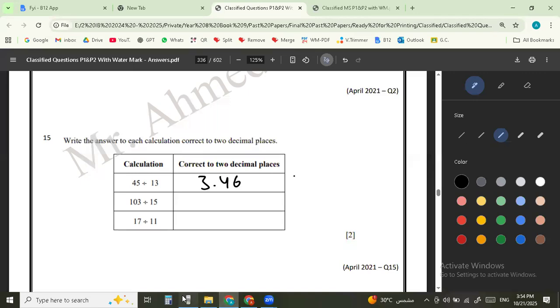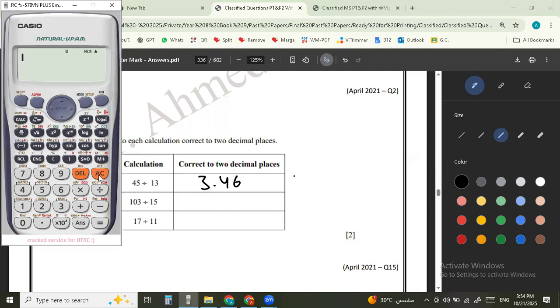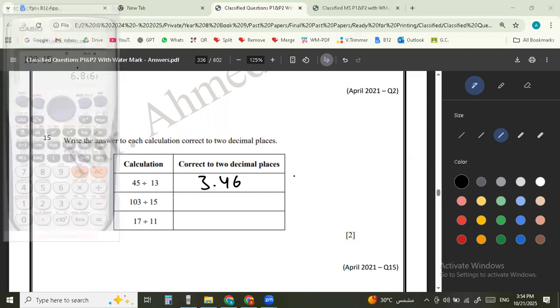The next one is going to be 103 divided by 15. Sorry, I did times. 103 divided by 15 equals 6.86, a lot of sixes. They wanted correct to 2 decimal places, so it's going to be 6.87, because after this 6 is another 6, which means that it is a stronger digit, so I'm going to round it up, 6.87.